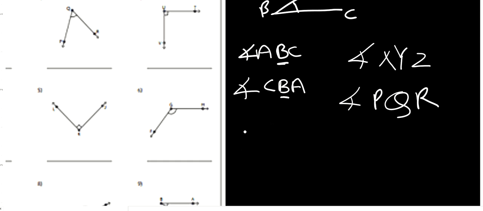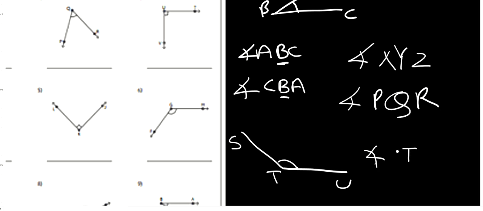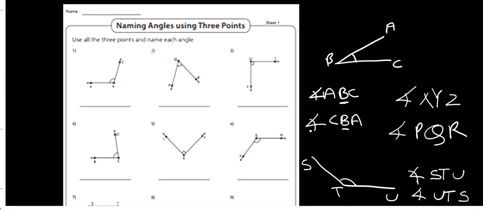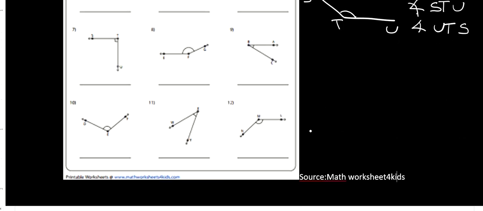Let me give you one more example. If I'm making an angle here, and it's something like this, with S, T, U, then the first thing I'm going to do is write the middle term first, that is T, and on both sides I'm going to write S on one side and U on the other. I can also write this angle with U on one side and S on the other. Both work.